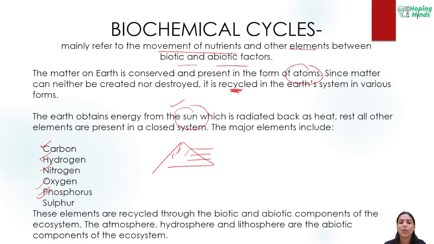The major elements include carbon, hydrogen, nitrogen, oxygen, phosphorus, and sulfur, which are recycled through biotic and abiotic components in the atmosphere, hydrosphere, and lithosphere. And all of this is recycled where? It's recycled in the atmosphere, the hydrosphere, the lithosphere. The lithosphere means the earth where everything is happening, the hydrosphere, the water, the atmosphere, the air.